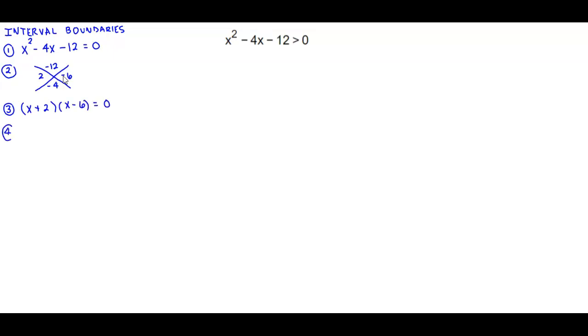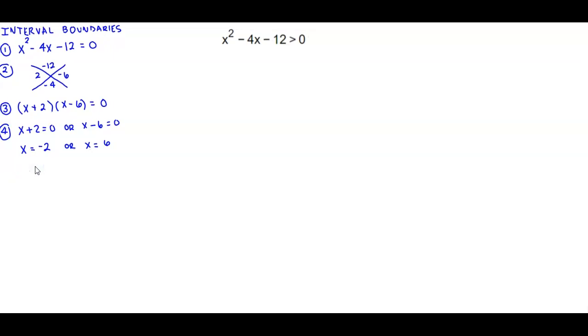Now we're going to use the zero product rule. So we're going to set x plus 2 equals 0 or x minus 6 equals 0. Solving for x, we get x equals negative 2 or x is equal to 6. Okay, so now we've found our interval boundaries.